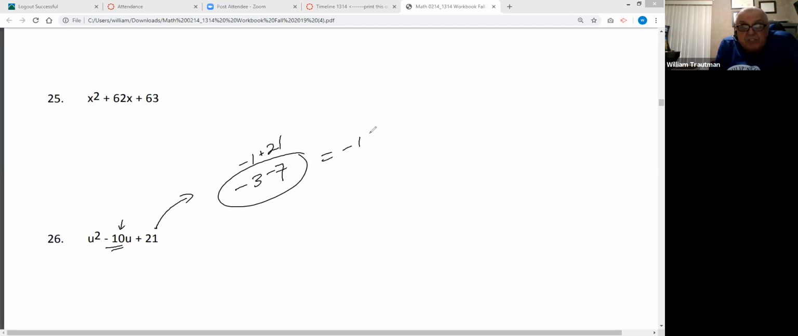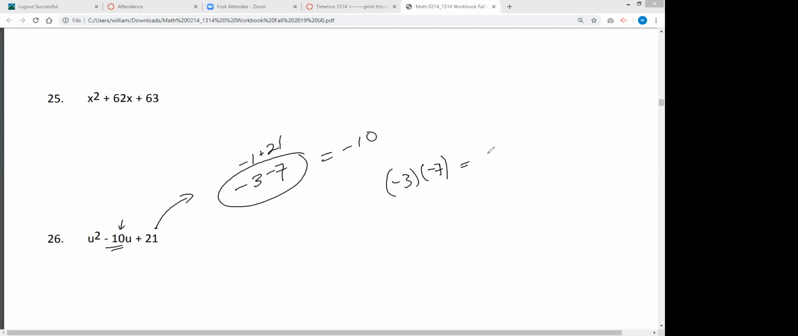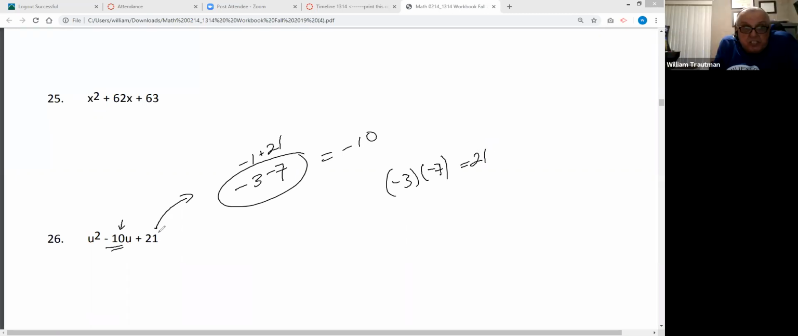It equals negative 10. Now, on your calculator, multiply negative 3 and negative 7. What do you get? Positive 21. Negative times a negative is a positive. So when we multiply, we do get a positive 21. When we add or subtract our pair, we do get a negative 10. So this is the answer.